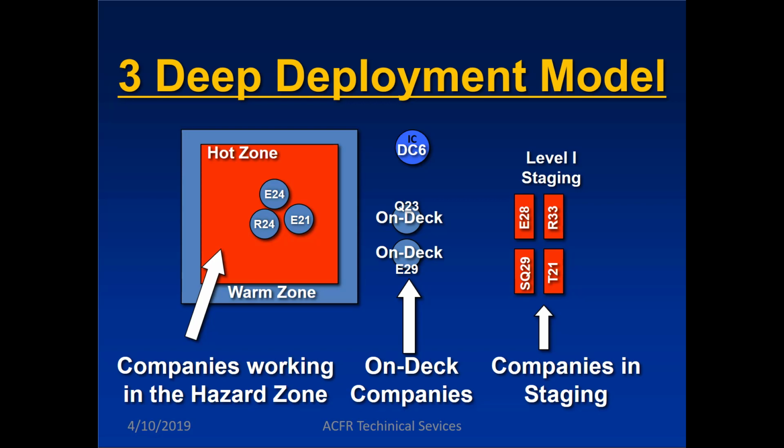And then the 3 deep is having units in level 1 staging, units that are outside, ready to come into the scene as needed, and off to the side. They're staged in their units, ready to either stage their apparatus out of the way or bring their apparatus to the scene, depending on what the needs are, and bring their personnel. So you have companies working in the hot zone, on-deck companies, and companies in staging. When we talk about the Blue Card 3 deep deployment model, this is what they're talking about.